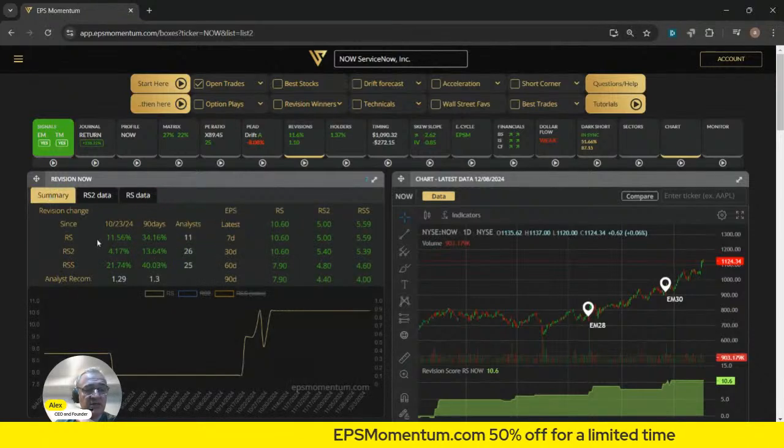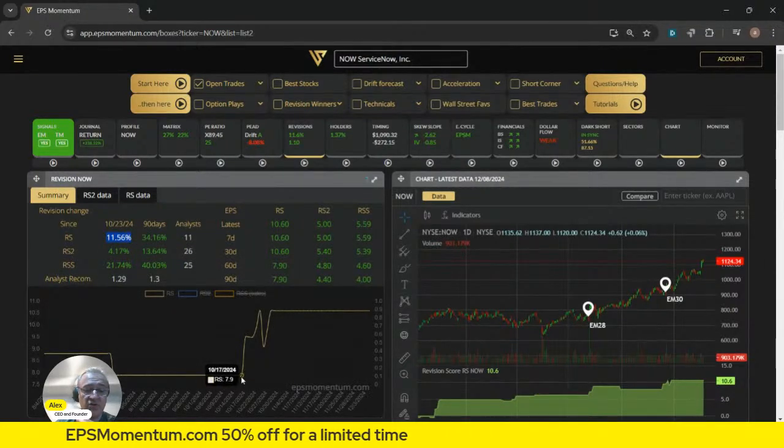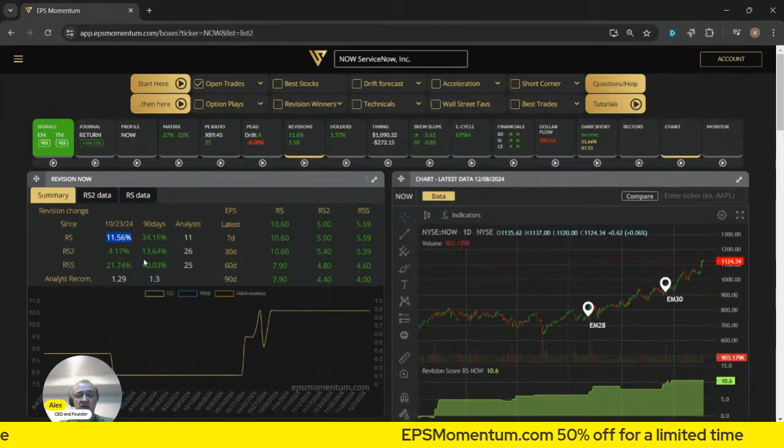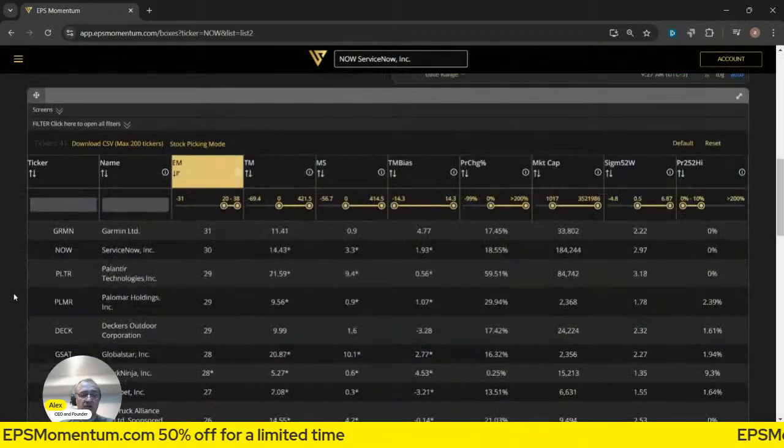So we can see that it went up 12%, or 11.56%, since the beginning of the quarter. So the quarter most likely was there, and it shot up very nicely. This is very good, and this is something you want to watch very closely.